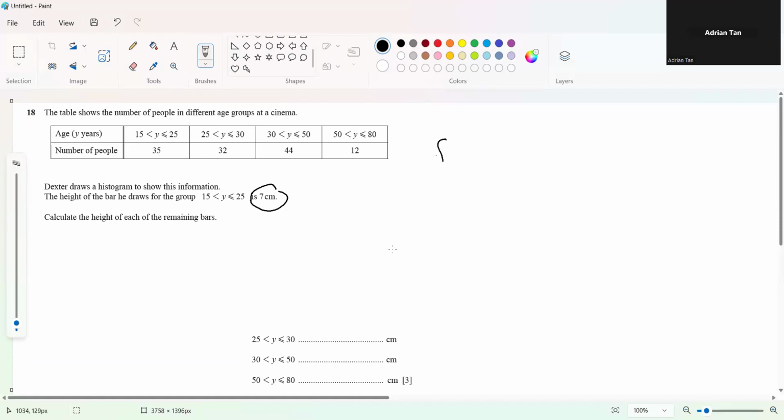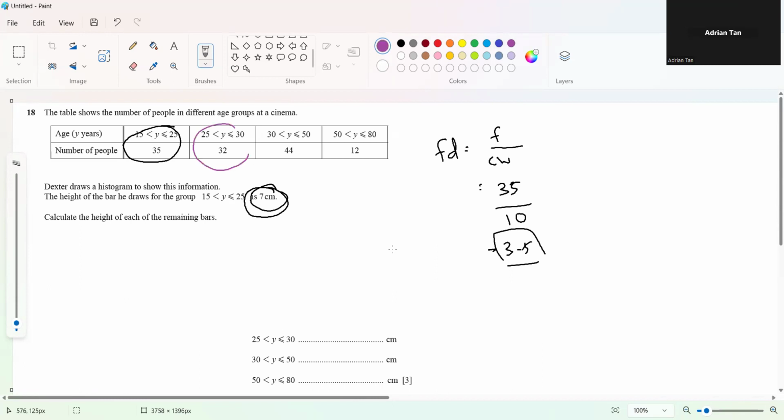So the formula for the frequency density is the frequency over the class width. So for the case of 15 to 25, talking about this one first, it is 35 over 10, which is 3.5. So the frequency density is 3.5. However, the height is 7 cm. In other words, all of the heights are scaled by 2. So when we calculate frequency density for the rest, we need to multiply it by 2 to get the exact height.